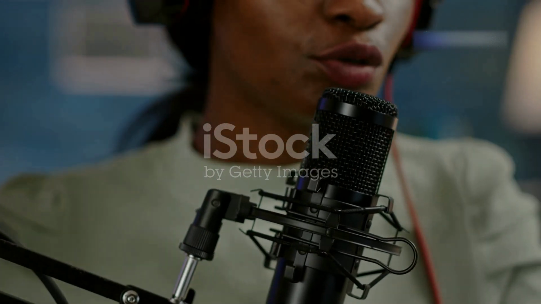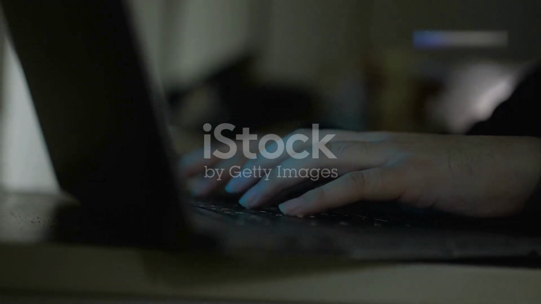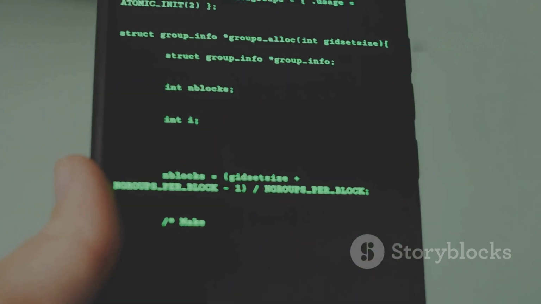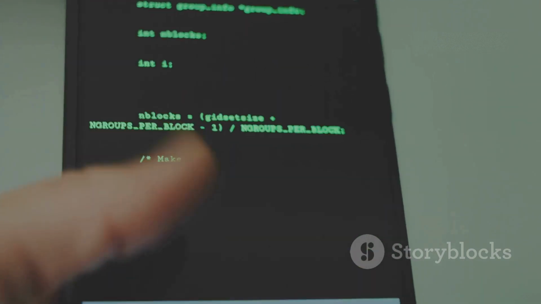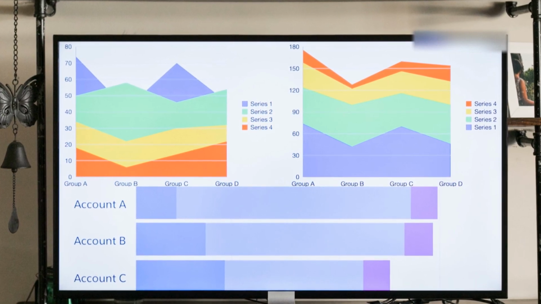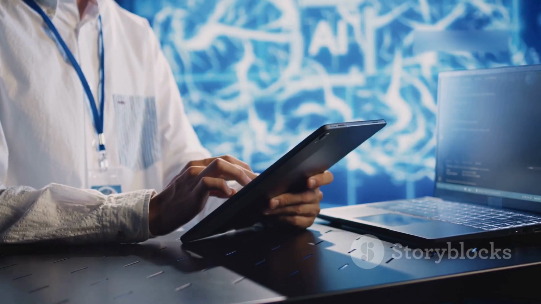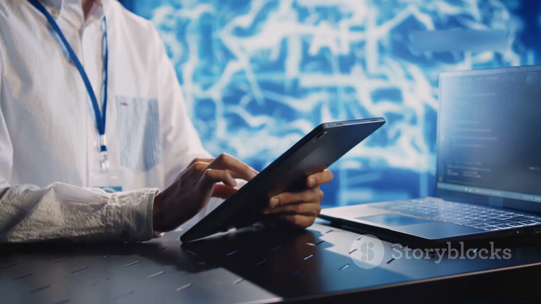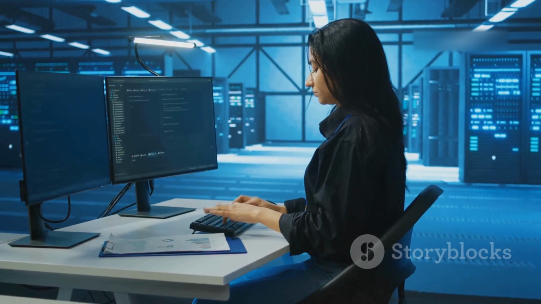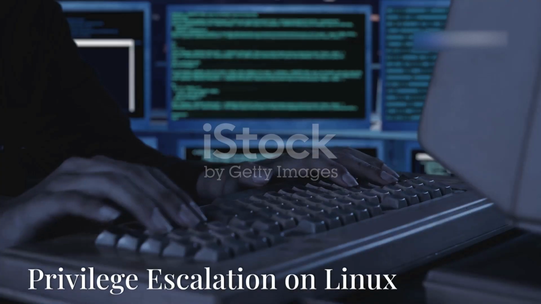So, what exactly is privilege escalation? Imagine you're a regular user on a computer system. Privilege escalation is all about exploiting weaknesses to gain higher-level permissions, essentially becoming the administrator. There are two main types, horizontal and vertical. Horizontal is like sneaking sideways, accessing another user's data. Vertical is climbing the corporate ladder, aiming for administrative privileges. This gives you complete control over the system, which can be both interesting and scary.